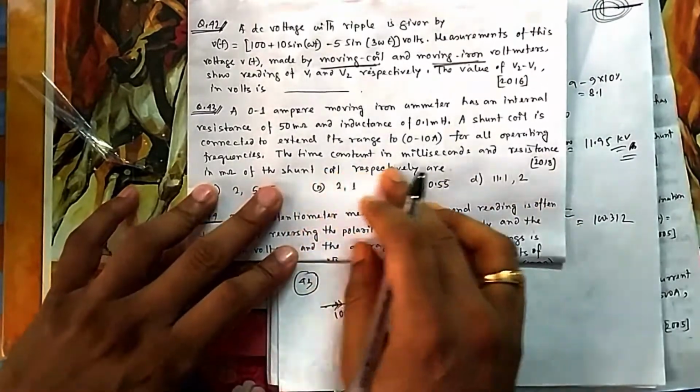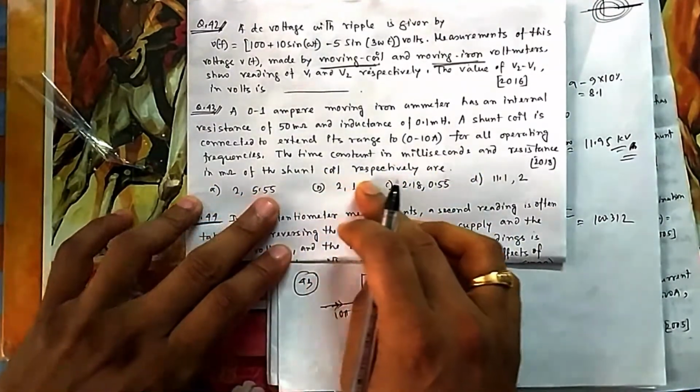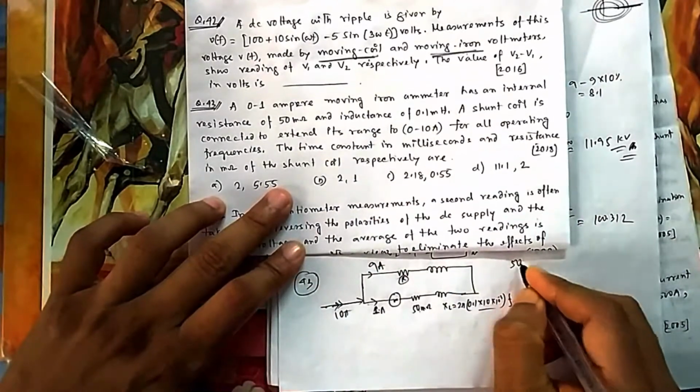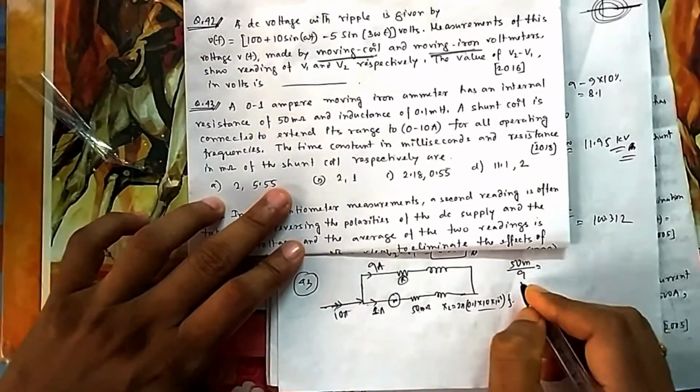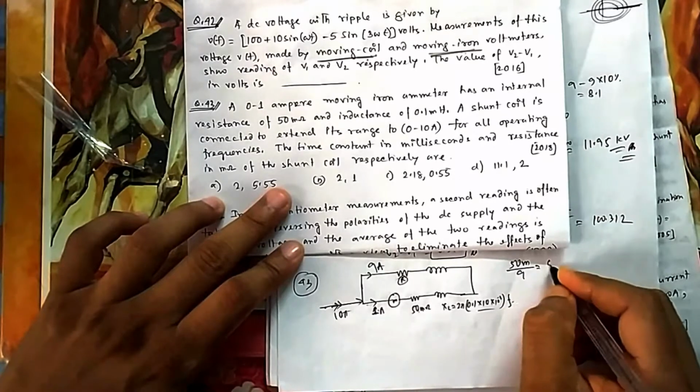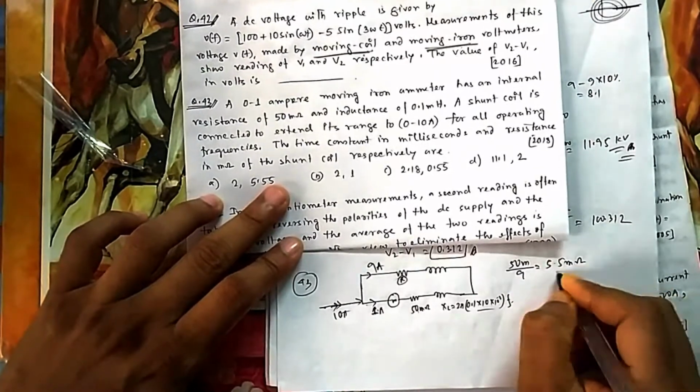Now what they are asking is the time constant and resistance in milliohm for the shunt coil. So what will be the resistance? 50 milli divided by 9, which is around 5.5 milliohm. So this is one question.